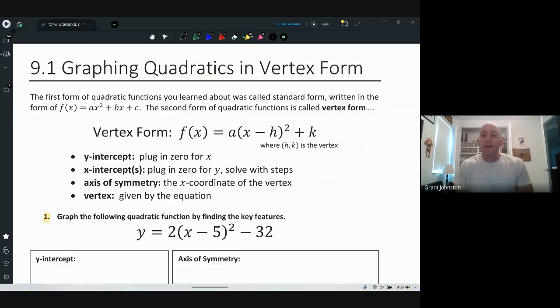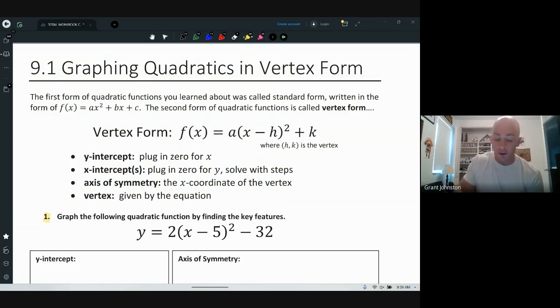Graphing quadratics in vertex form. Okay, so it says the first form of quadratic functions you learned about was called standard form, written in the form of f of x equals ax squared plus bx plus c. The second form of quadratic functions is called vertex form.